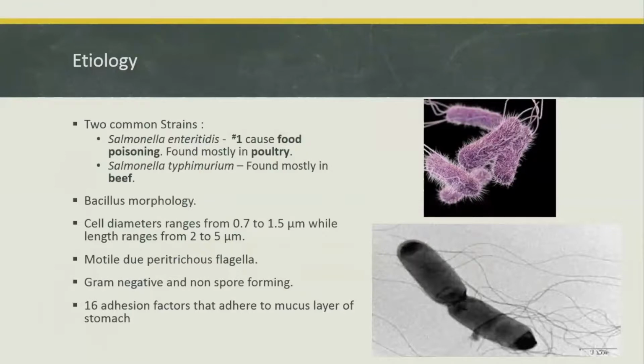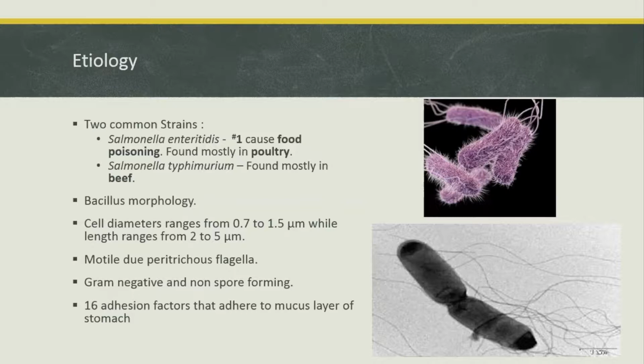There are over 2,000 strains of this bacteria, but the two most common infecting strains are Salmonella typhimurium and Salmonella enteritis. Salmonella enteritis causes the majority of food poisoning, but is mostly associated with poultry or chicken. Salmonella typhimurium is the second most common strain affecting beef, but cases have been found in pork and other poultry products. The morphology is bacillus.